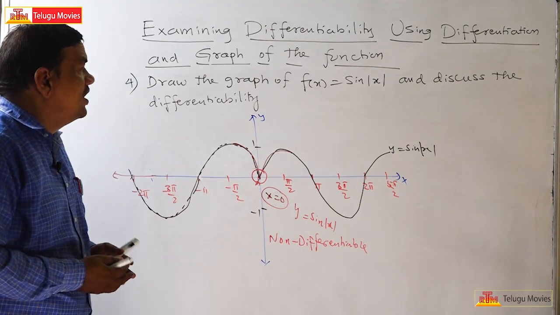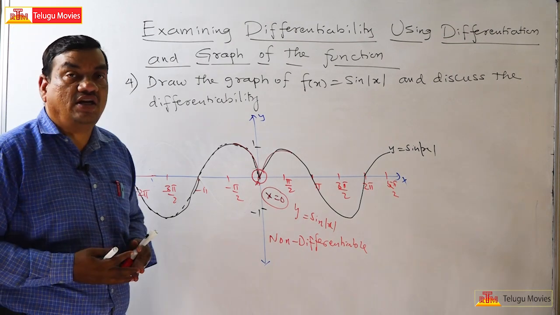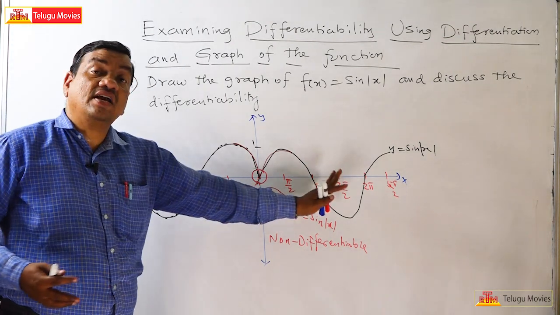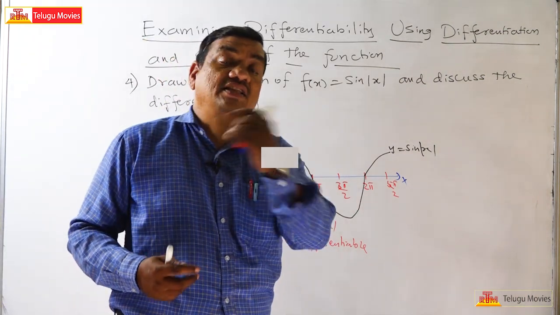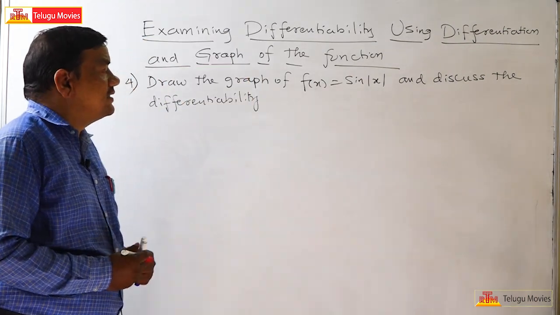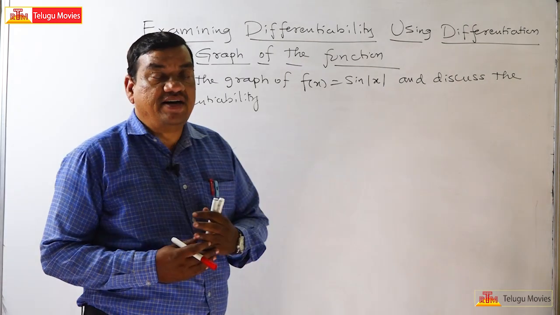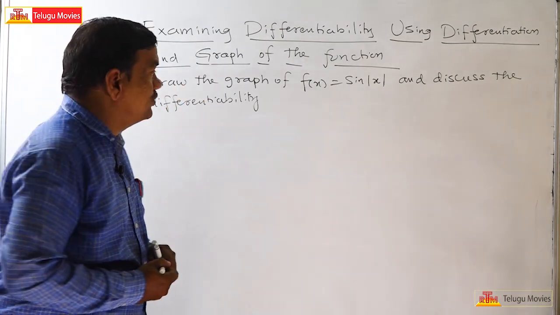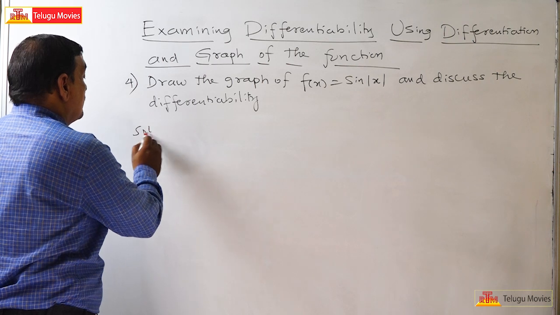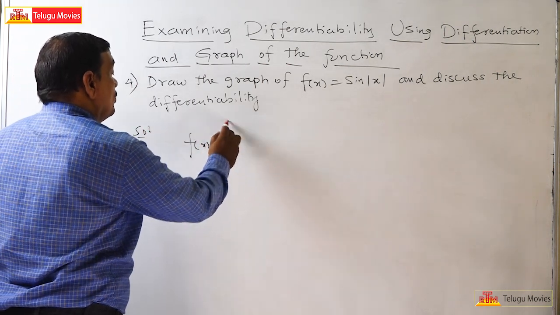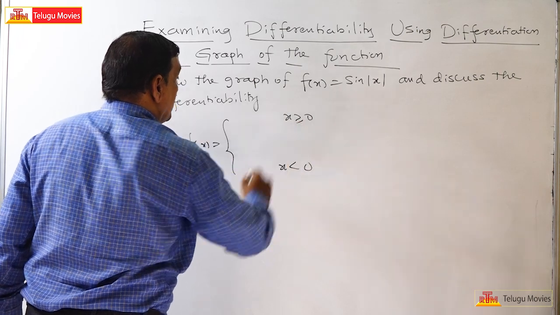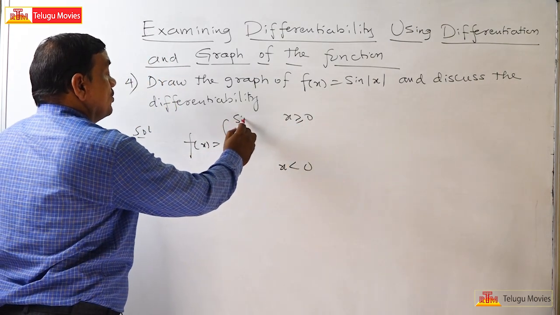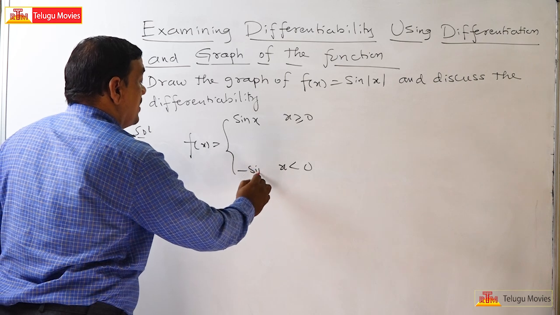But theoretically, how to do this? Graphically we explained it. Let us see theoretically. So see, our given function is f of x is equal to sin x if x is greater than or equal to 0, and minus sin x if x is less than 0.